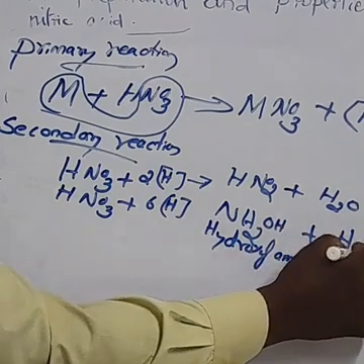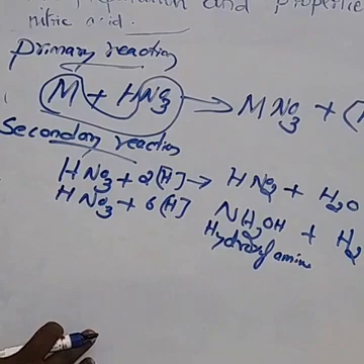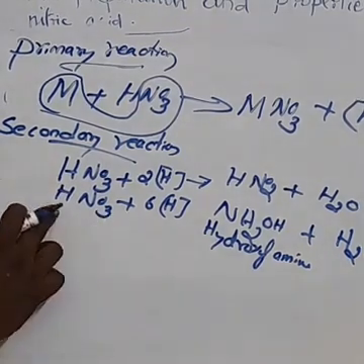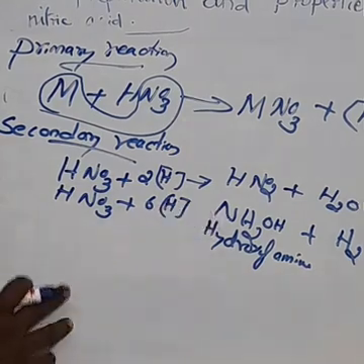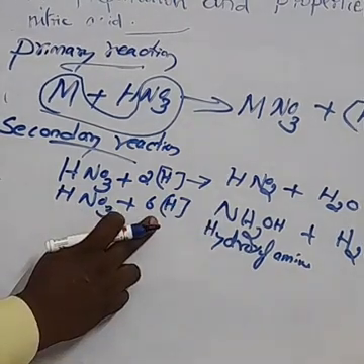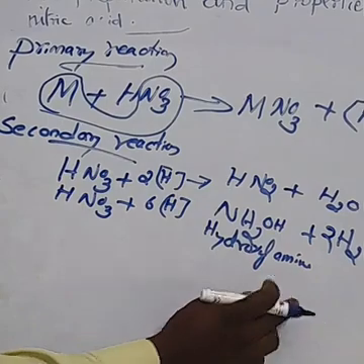Plus water. Here, how much nitrogen is there? 1 nitrogen. Here also we have 1 nitrogen. Hydrogen has 6, so make it what? Here, make it 2. Now is the equation balanced? Am I right?